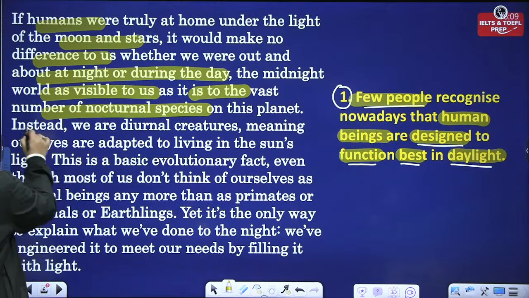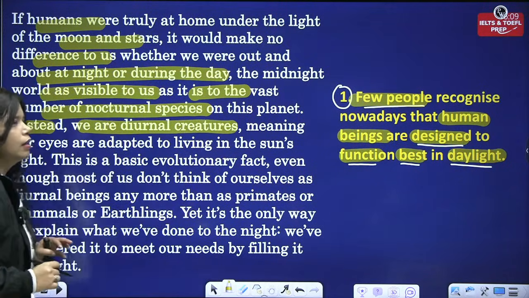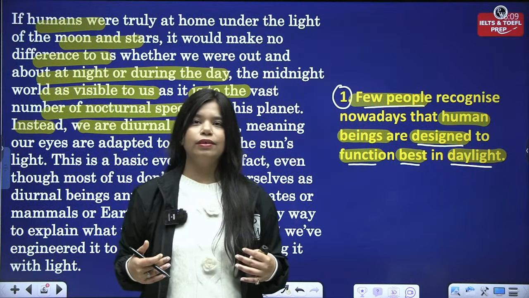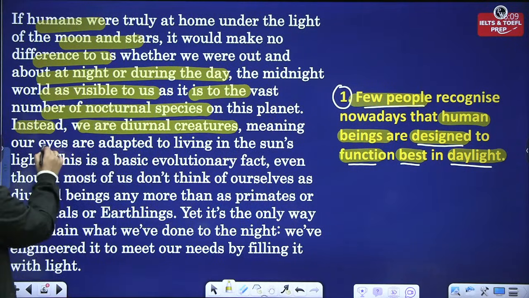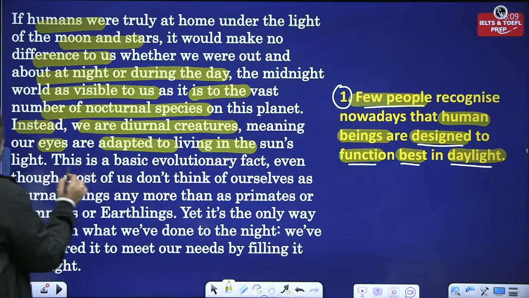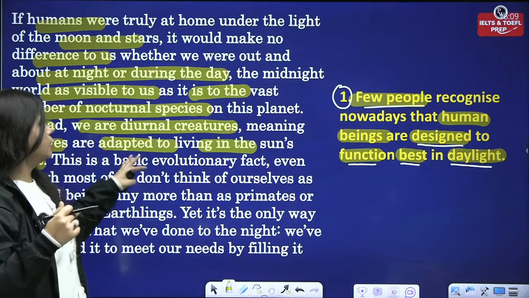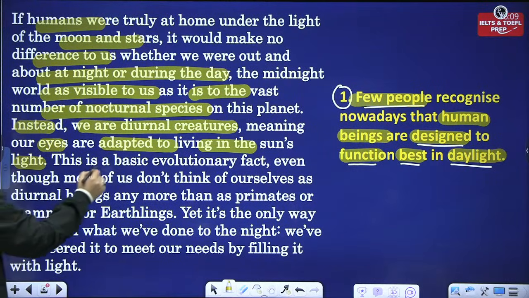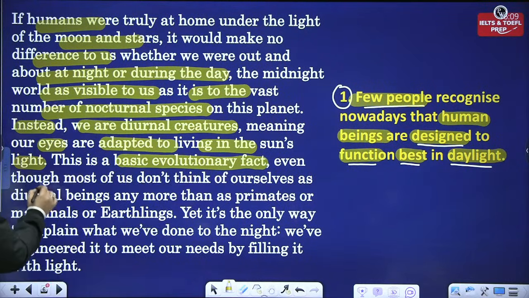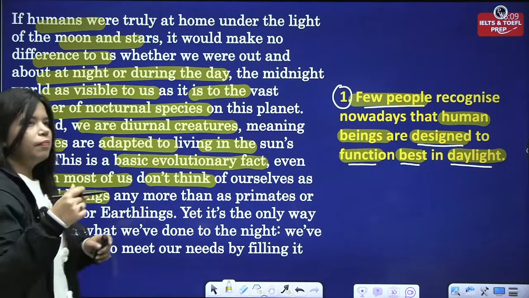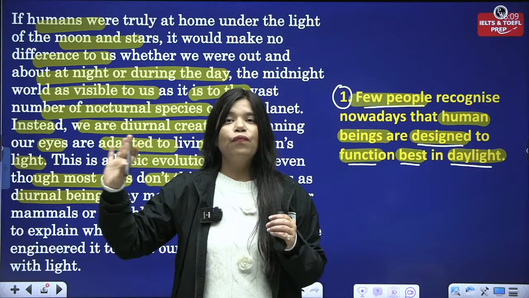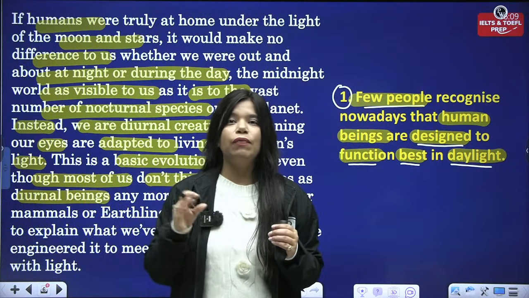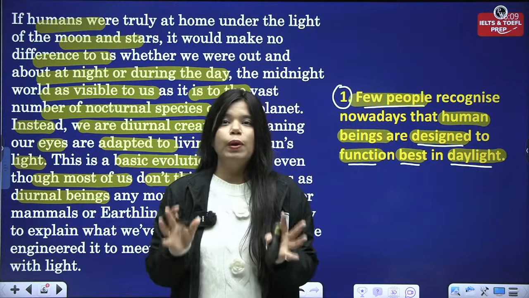Next it says instead we are diurnal creatures. Diurnal means what? We are day creatures. Hum log din ke prani hain. They say we are diurnal creatures, meaning our eyes are adapted to living in the sun's light. This is a basic evolutionary fact, even though most of us don't think of ourselves as diurnal beings. Matlab, few of us recognize that yes, we are diurnal creatures. We work best during the daytime.